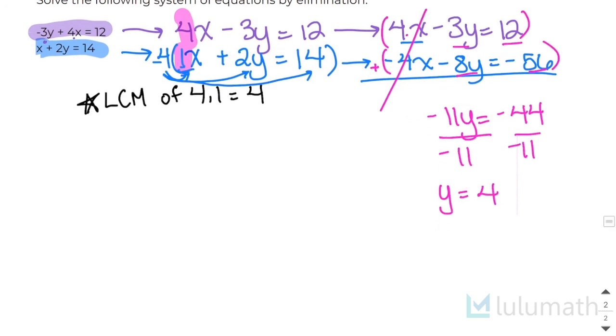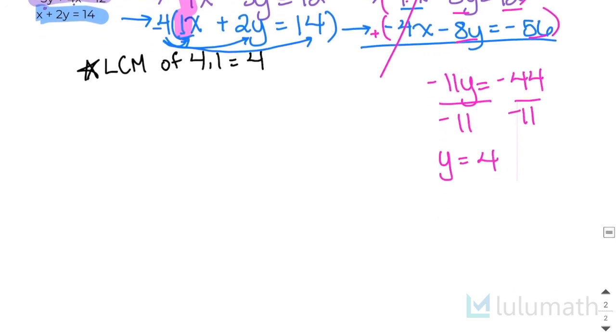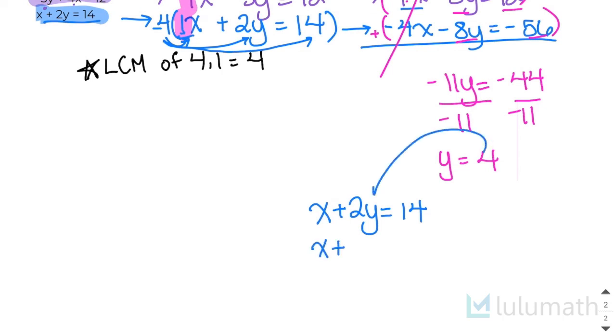Well, now that I know what y is, all I have to do is figure out what x is. So I'm going to take my bottom equation, which is x plus 2y equals 14. You can choose either equation you'd like. I'm choosing the second one because I chose the first one last time. And then every time I see a y, I'm just going to replace it with 4. So 2 times 4 is going to go here. I get x plus 2 times 4 equals 14.